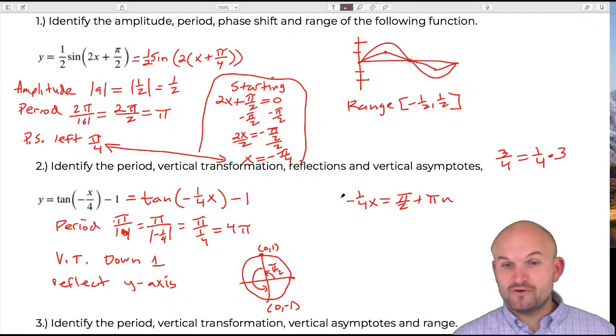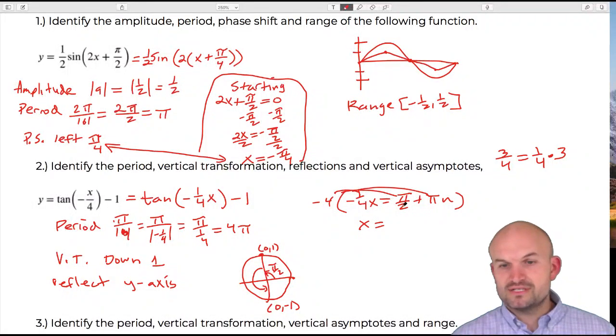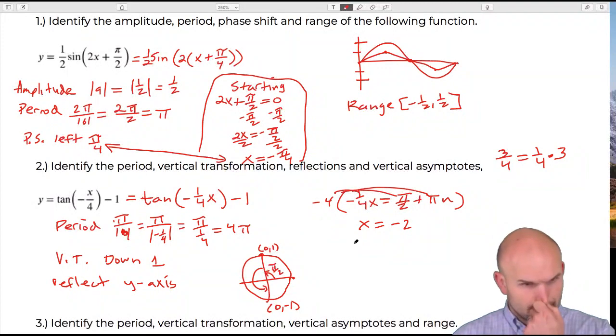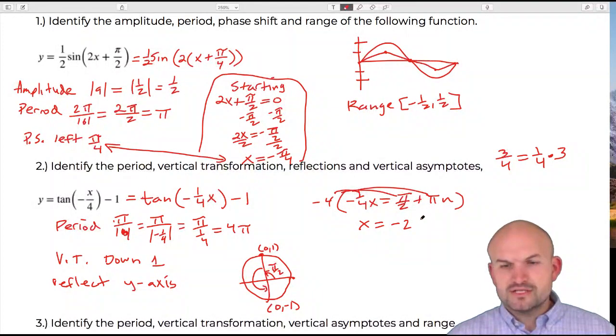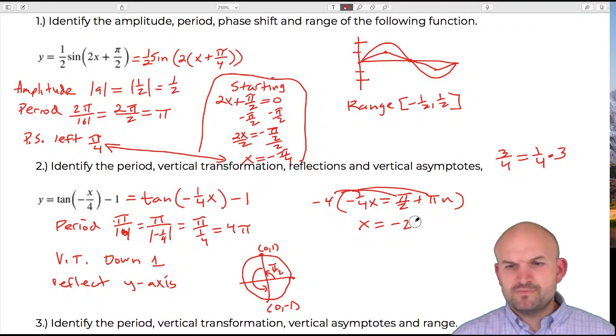Now we just need to solve for x. So to solve for x, I'm going to multiply everything by a -4, right? So that's x equals -4 times pi/2, which is going to be -2. Did I do that right? Yeah, just multiply by negative 4. So that's negative 2 pi, and then this is going to be a negative 4 pi n.